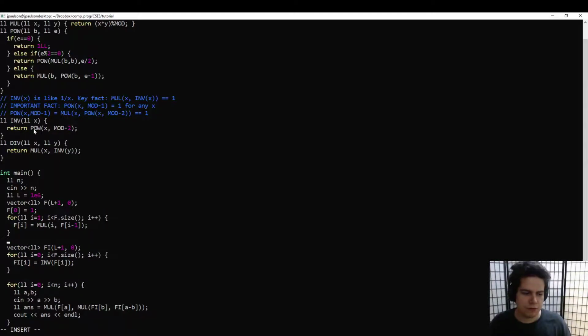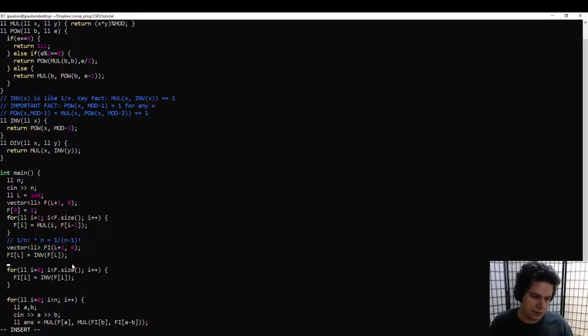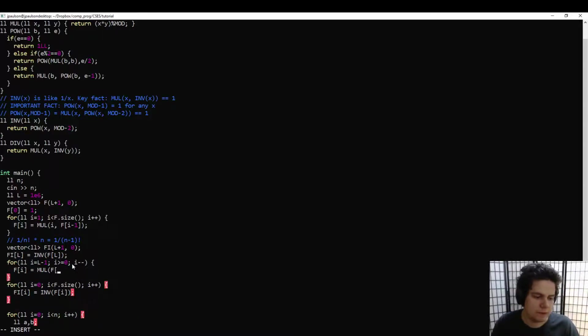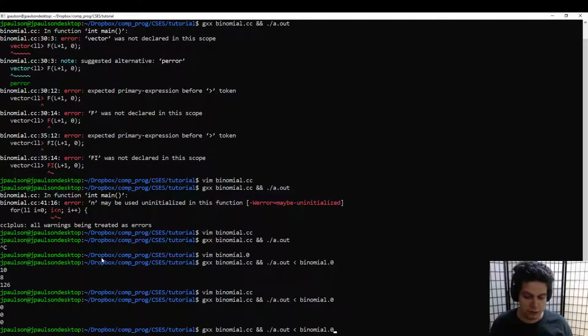There's actually a clever way to do this, which is that 1 over n factorial times n is 1 over n minus 1 factorial. So we can start at the back, compute 1 over a million factorial, that's one inverse, and then we can use multiplies to compute everything else. Let me show you what I mean. Start with 1 over a million factorial, which requires a pow. But to get 1 over a million minus 1 factorial, you just multiply by a million. And you can just keep doing this the whole way down, all the way to 1 factorial. So this should be a lot faster.